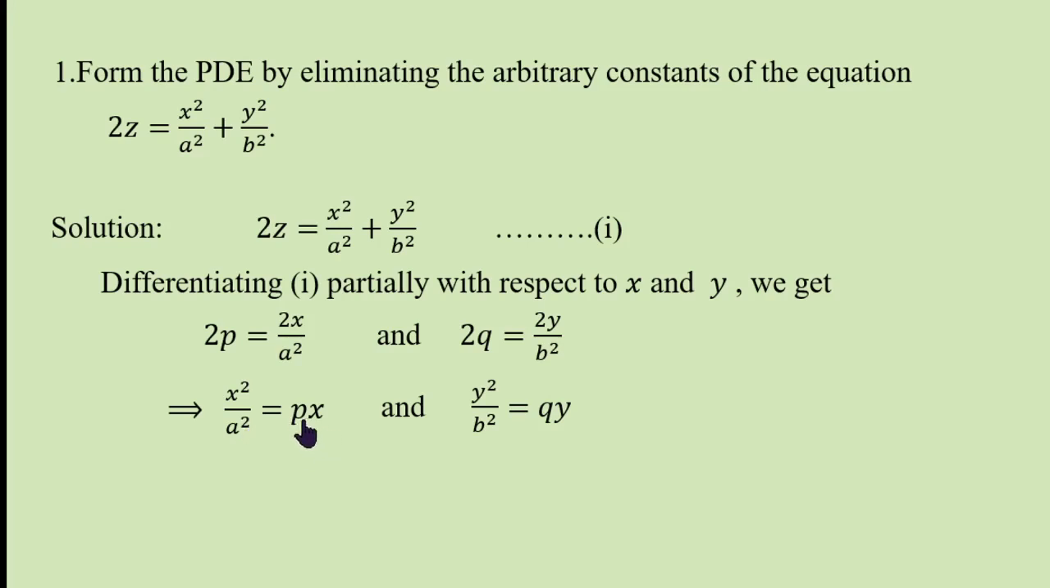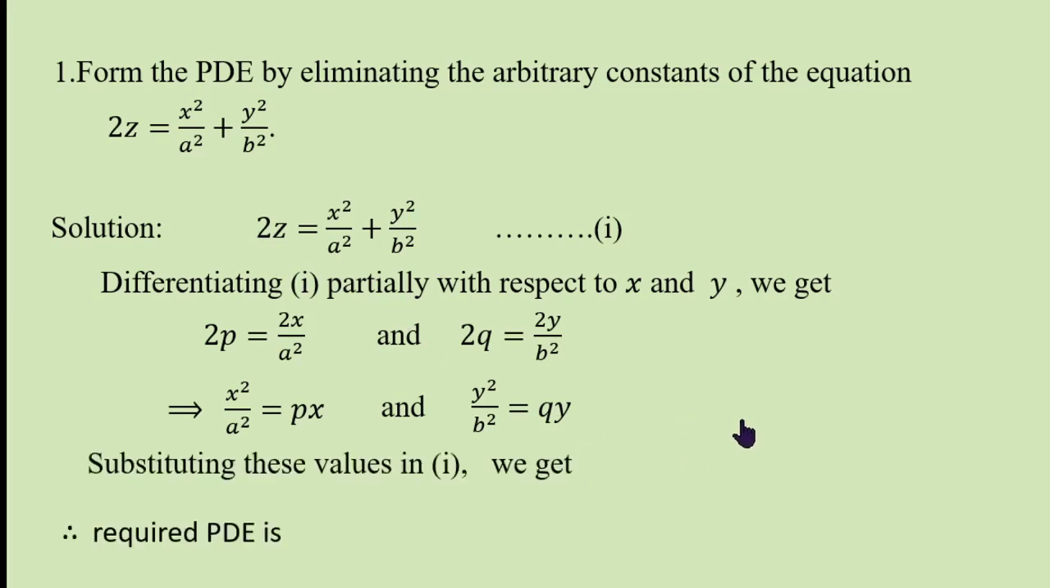So x square by a square becomes px, y square by b square is qy, and using the given equation, substitute x square by a square and y square by b square in equation 1, we will get the partial differential equation. And hence the required PDE is 2z equal to px plus qy. Now a square and b square are eliminated, and this is a first order partial differential equation for this function equation.